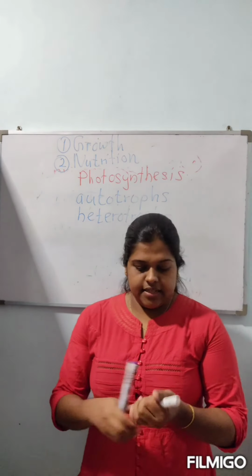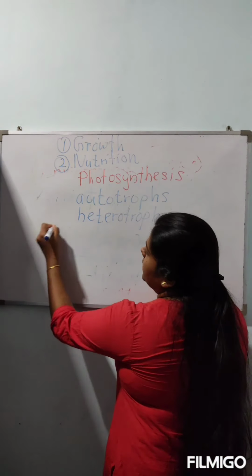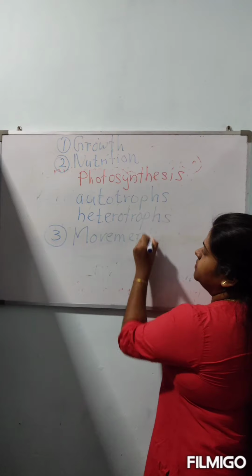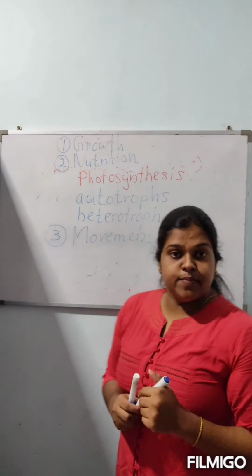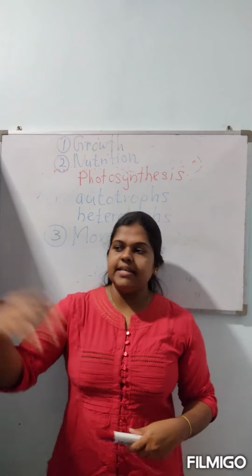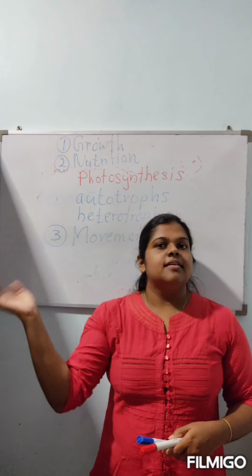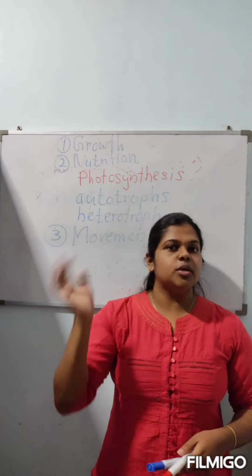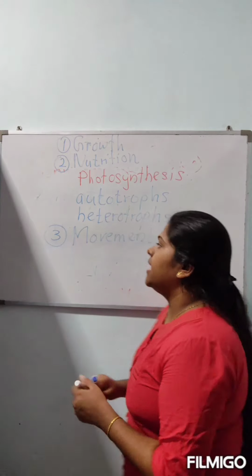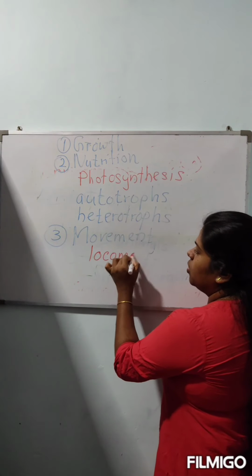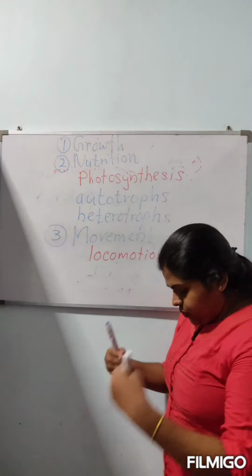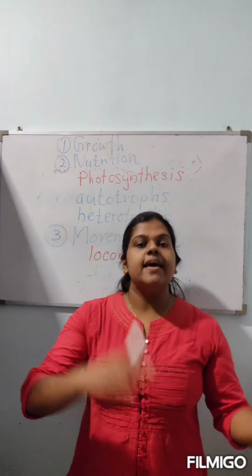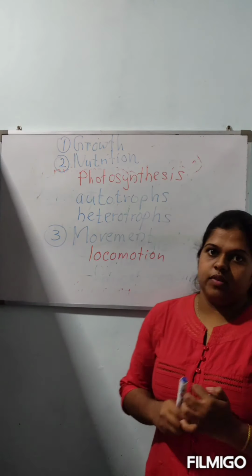So the third character of living organisms is movement. There is a difference between movement and locomotion. Movement means just moving something; we are changing our position. Now I am moving my hand. That means we are just changing the position. And there is another word, locomotion. Locomotion means we are moving from one place to another place. If you are moving from one place to another place, that one we call locomotion.